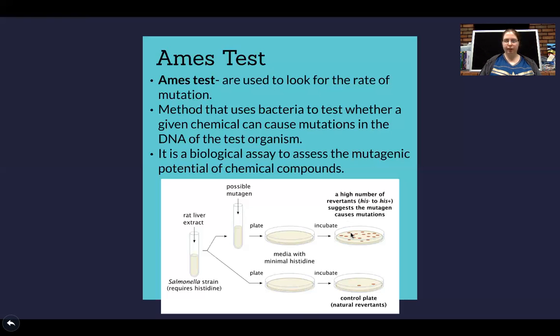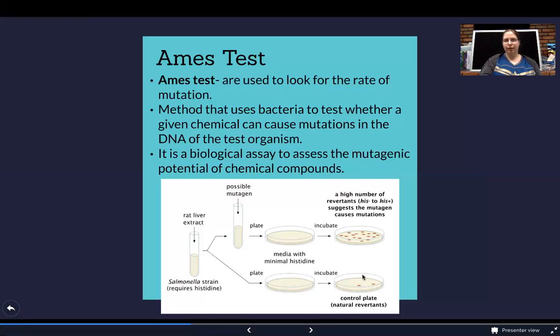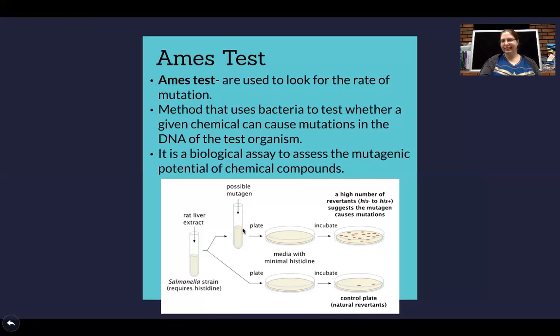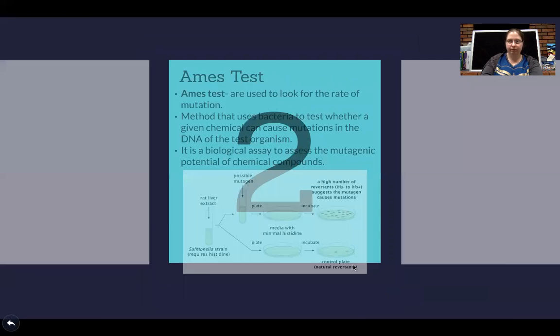You induce a mutation or add a mutagen to bacteria in order to figure out if it has an effect. Does it cause a change? If we saw the same results for both, then that means that this possible mutagen does not cause a mutation. But since we see a clear change, it means that it did.